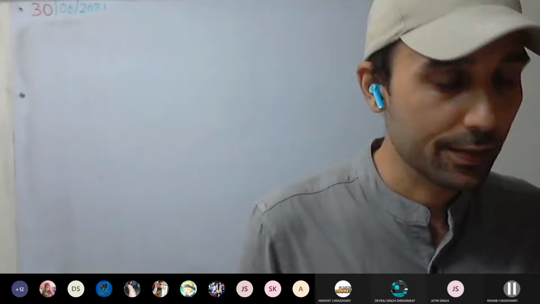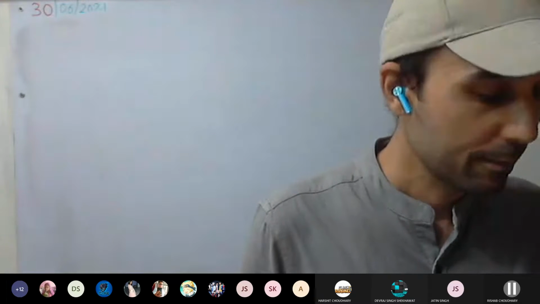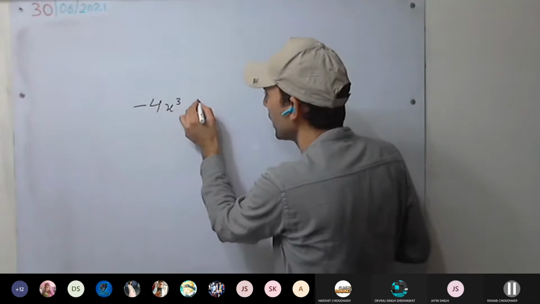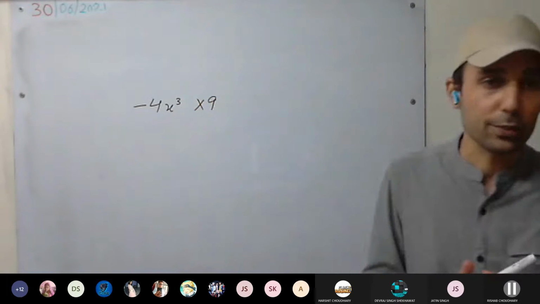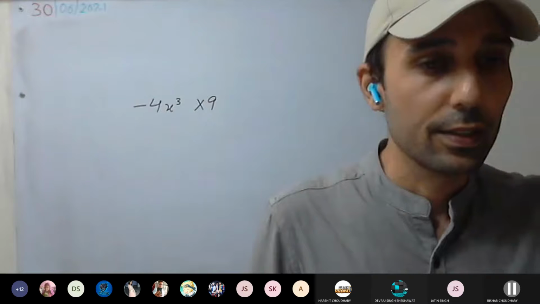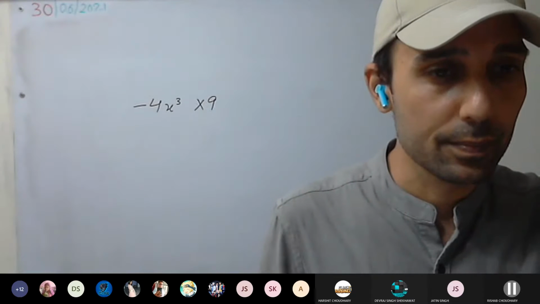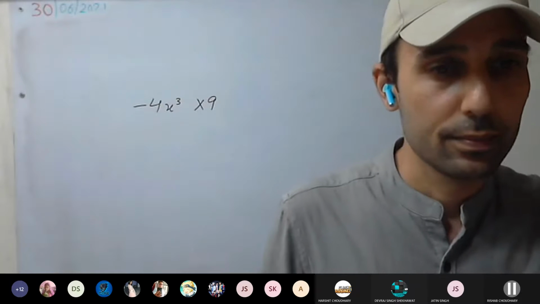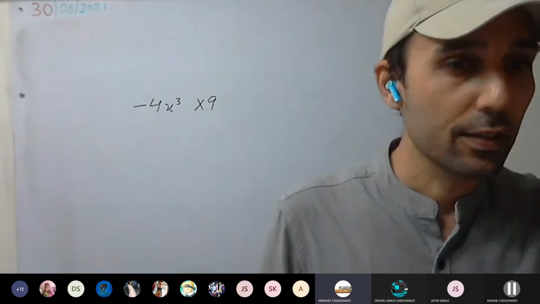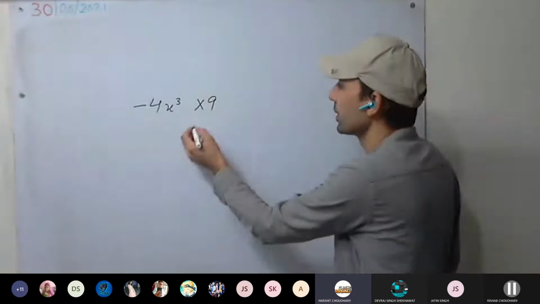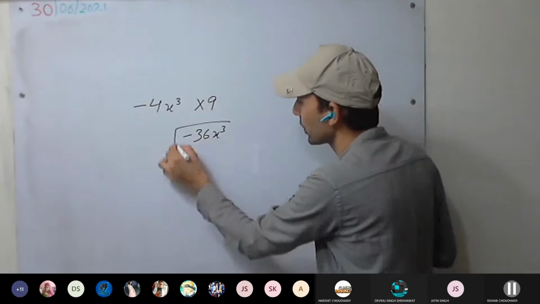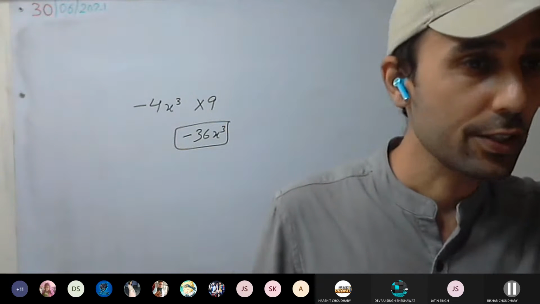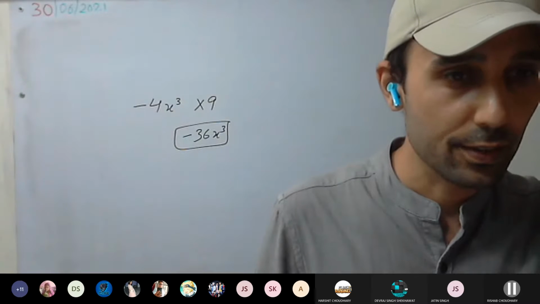Garvit, second one, minus 4x cube into 9. What will be the answer? Harshit, minus 36x cube. Minus 36x cube. Okay.